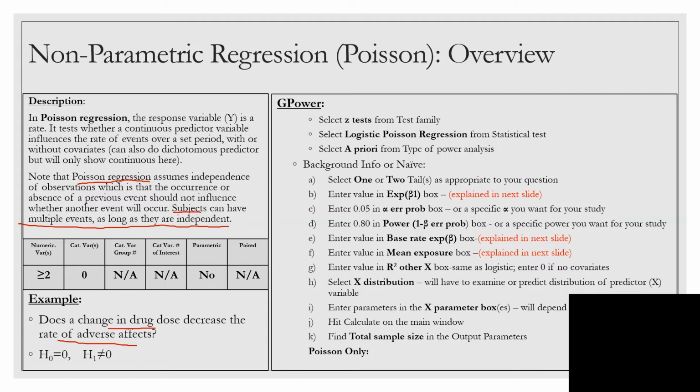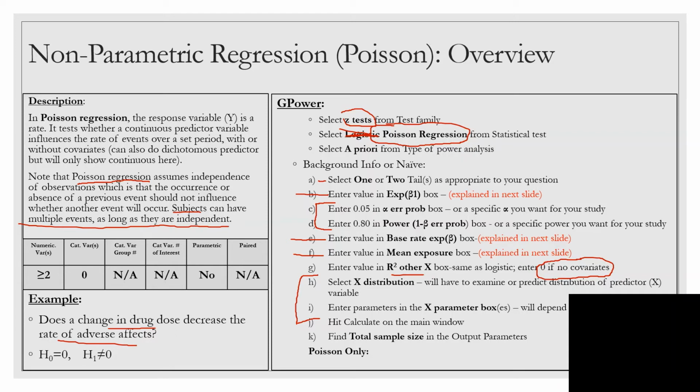To do this in G-power, we will select Poisson regression from the statistical test, not logistic, and this will be under the z-tests. Again, we'll set tails, power, and alpha. You also need to enter the expected beta 1, as well as the base rate, exp beta 0 or exponential beta. We'll explain that in just a second here. And then mean exposure, I'll explain again. Just like in logistic, we can have the R squared other X. It's going to be 0 for the simplest case of no covariates. And we'll have to select the distribution and parameters like we did for logistic.